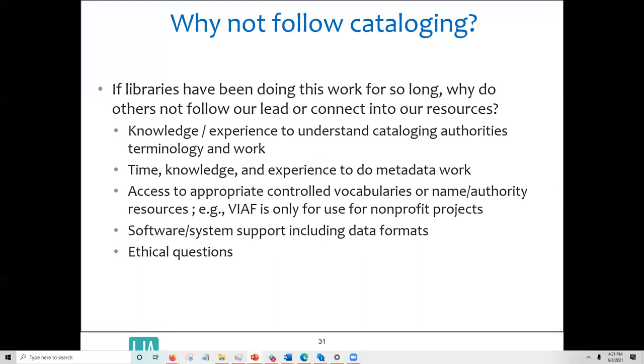So other things that may prevent people from even thinking about what catalogers are doing, or whether or not they want to do that: time, knowledge, and experience to do the work. Like, how does this work even happen? Access to appropriate controlled vocabularies or name authority resources.